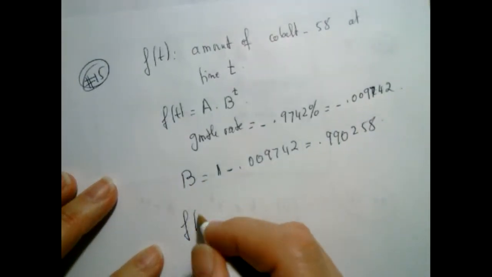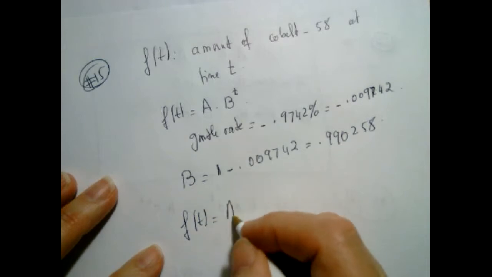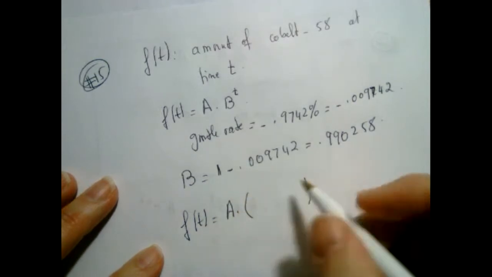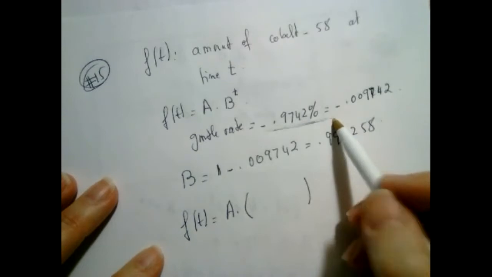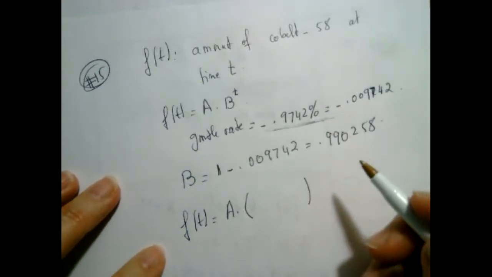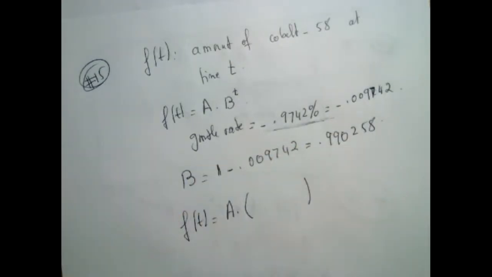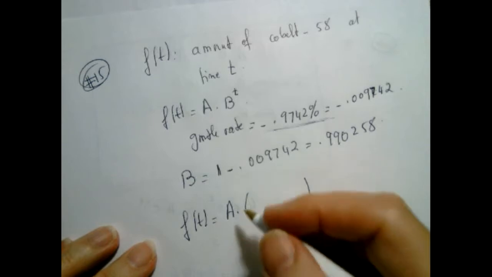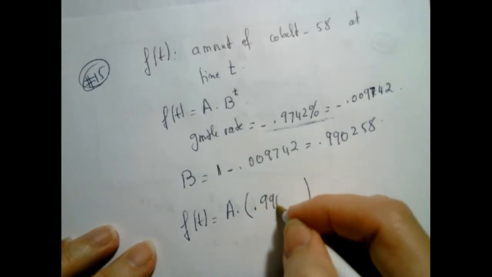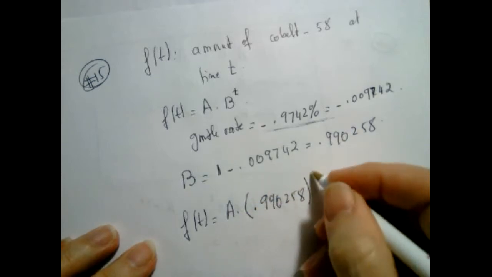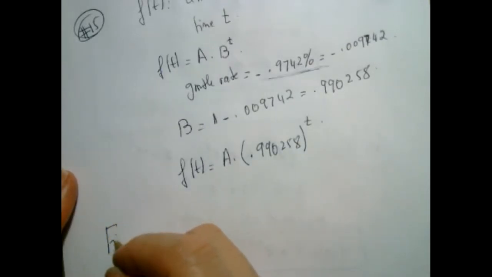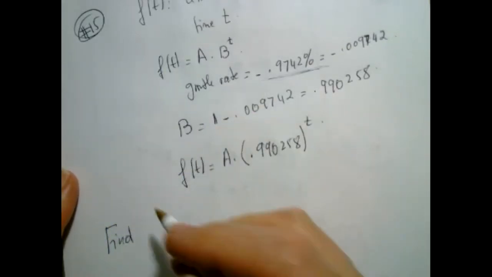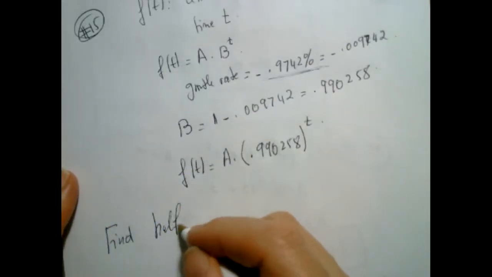So it means that f of t is the initial value, and it's decreasing at a very, very slow rate. So the half-life is going to be quite long because it's decreasing very slowly, to the power t. Okay, now we need to find the half-life. I cannot find the half-life before I have a formula for it. Now let us define the half-life.